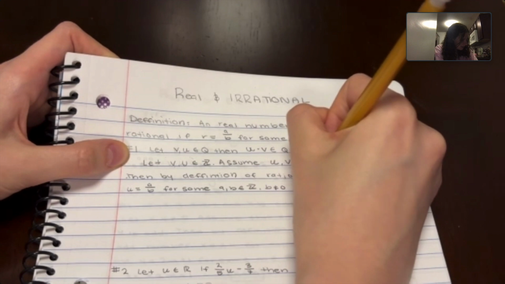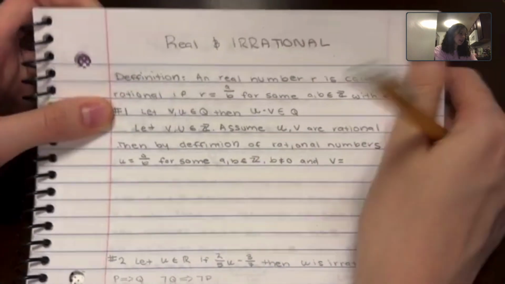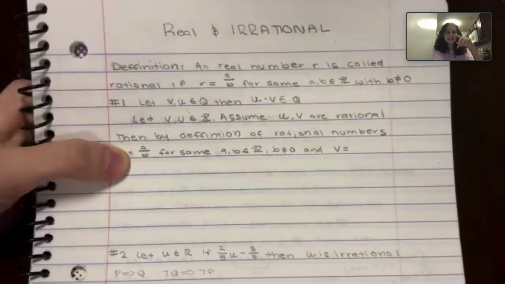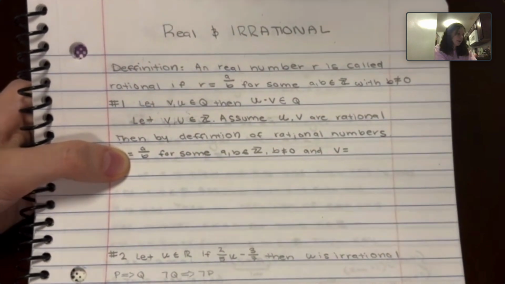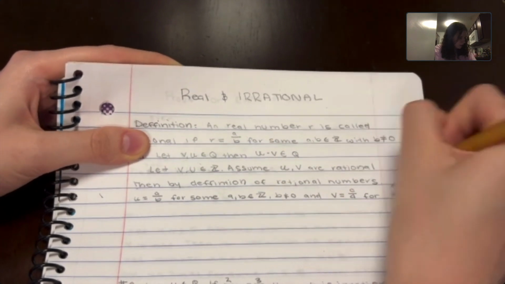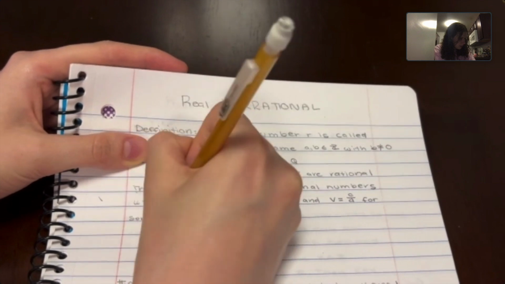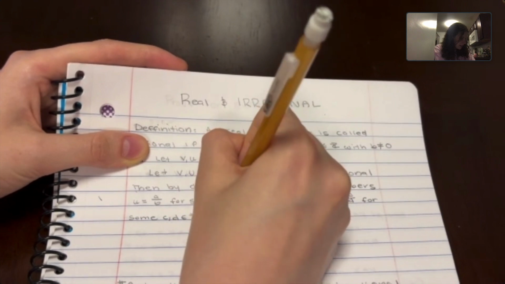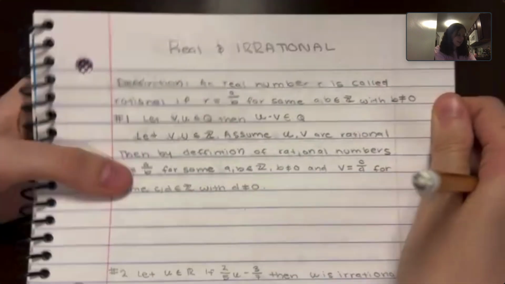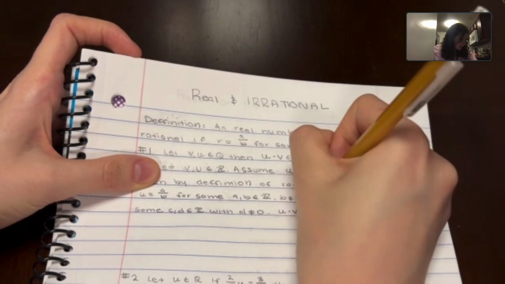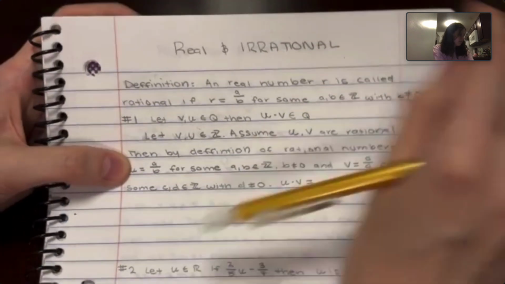So we're going to say v equals, instead of using the same variables, I'm just going to use c and d. You could put that as like a sub 1, but things would get complicated. So let's just do c and d for some c and d integer with d not equaling 0. Now let's check.